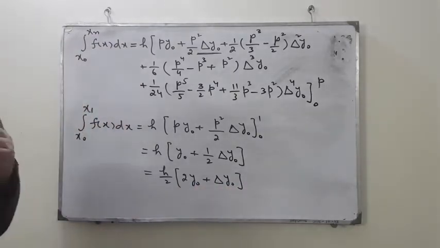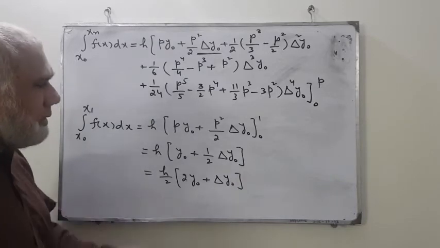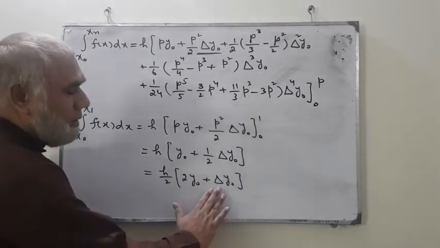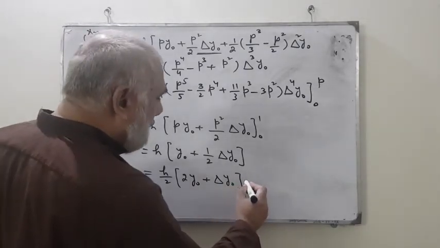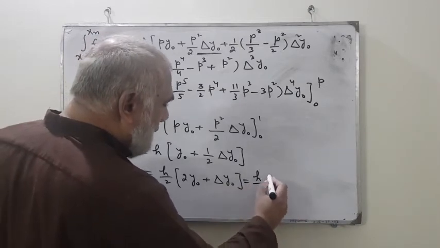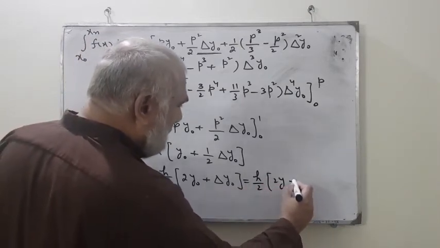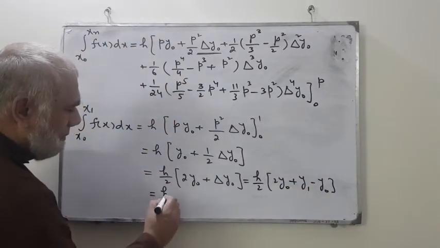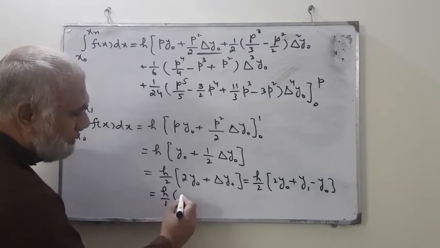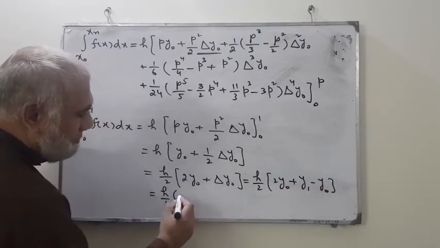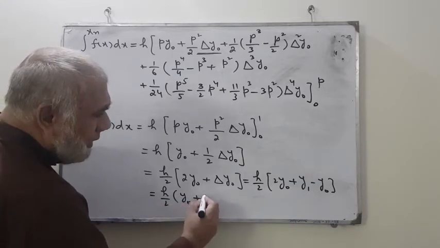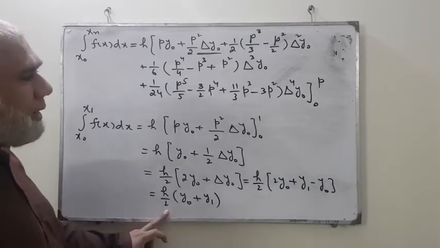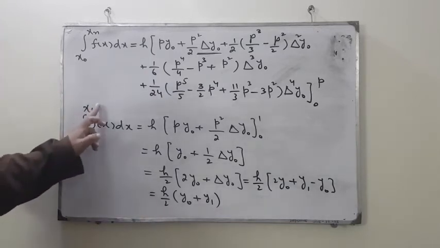Okay. And now within the bracket, there is a difference operator involved. We can use the definition of the forward difference operator, and we can replace it in the form of 2y0 plus y1 minus y0. So ultimately we get h/2 times, on simplifying this will give you y0 plus y1. So this is the result we obtain within the domain from x0 to x1.